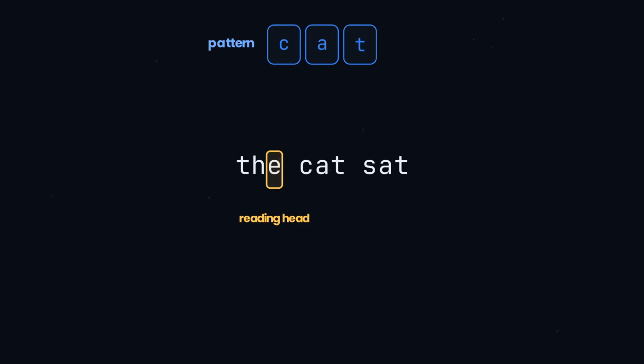Plain text. The pattern CAT means find the letter C, then A, then T, sitting right next to each other. Picture a small reading head that slides along the input one position at a time, checking whether the characters underneath line up. Wherever they all agree, it reports a match. Everything in regular expressions grows out of this single idea.